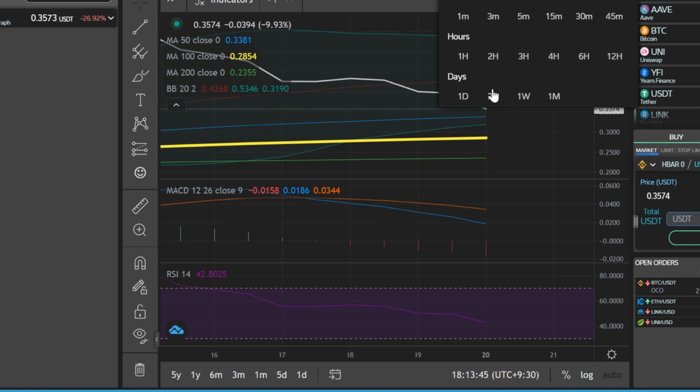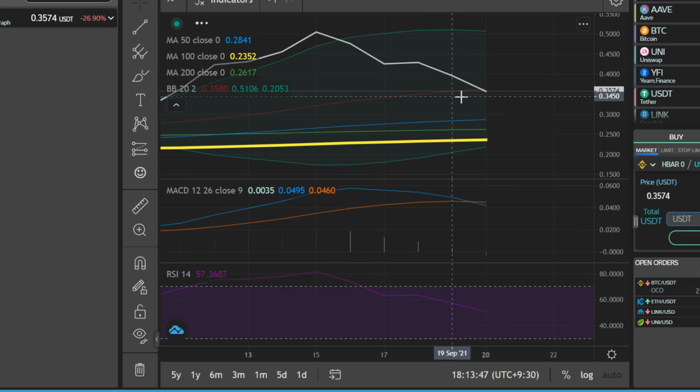On the 12-hour, it's looking good, and on the daily, it's looking solid to make a comeback and to recontinue its run. This is a fantastic opportunity right now to accumulate more Hbar. So overall, from an indicator's point of view, it's fantastic.